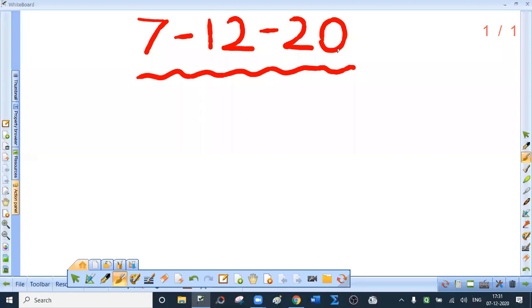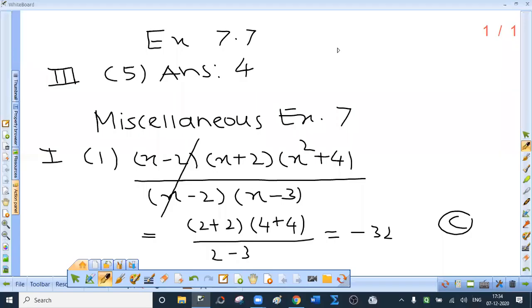Good evening. Actually, the last sum from exercise 7.7 is for homework. I will give the answer for that sum so that we are in a position to solve MCQs which are given in miscellaneous exercise 7. So, miscellaneous exercise 7, first select the correct answer from the given alternatives. These are MCQs, so presentation doesn't matter.